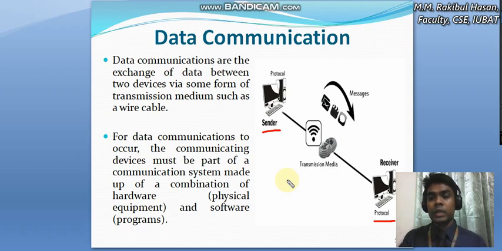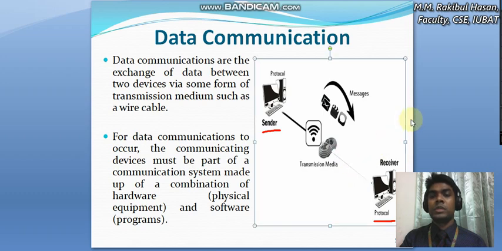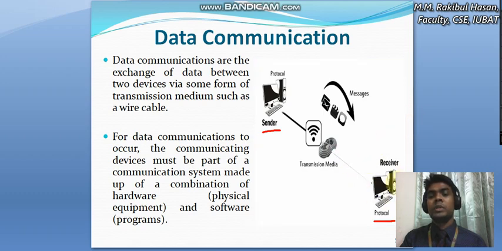Suppose, for example, these two computers are under a network, they are connected with a common communication channel, that's why they are under a network. Suppose we do not have that communication line here. Now consider the situation: this computer is not part of the network. Now tell me, is it possible to transfer data from this computer to this computer? Not possible, isn't it? That's why they are telling that for data communication to occur, the communicating devices must be part of a communication system, right?